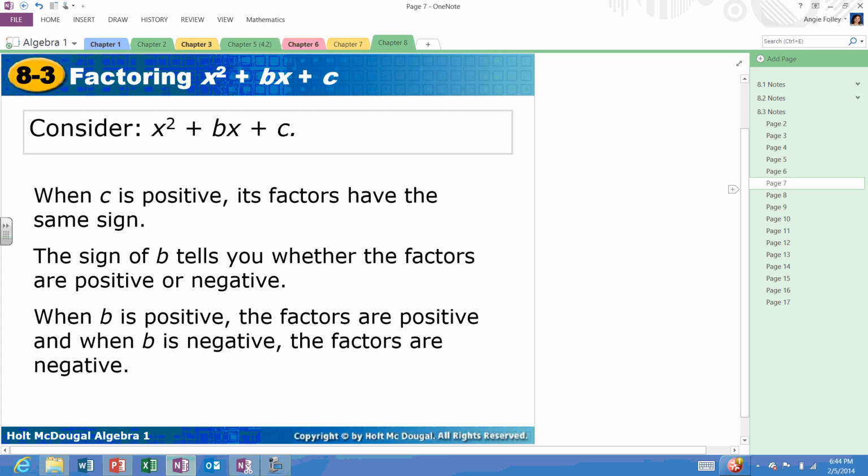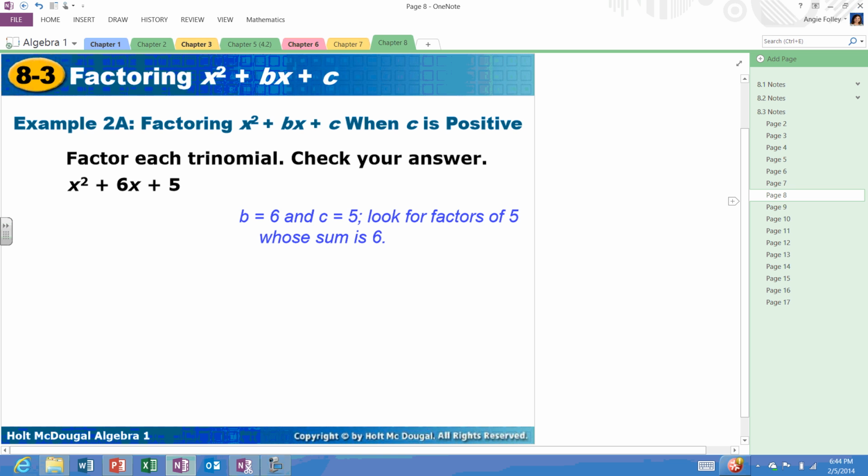Here's how we know what signs to put in between in the parentheses. If you look at C, the last term in the trinomial, you know that if it's positive, the factors have to have the same sign, because a negative times a negative is a positive, and a positive times a positive is a positive. So they have to be the same sign. Whatever the sign of B is, that's going to tell you if the factor is positive or negative. So if this is positive, then both terms are positive. If this is negative, then both terms are negative. That's as long as this is positive. So that's going to help us to figure out what signs go in between.